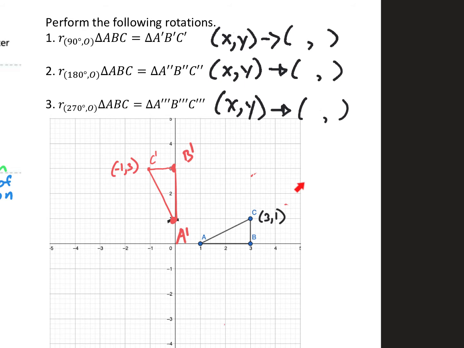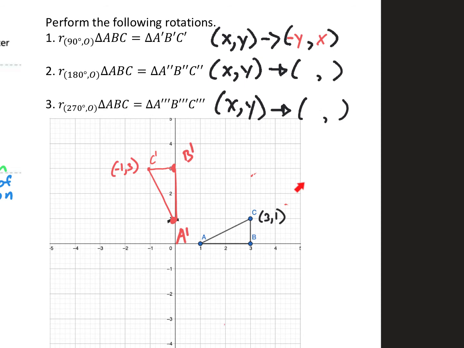Well, my X and Y flipped, and then my new X became negative. So to show that in the notation up here, I would show that my X and Y flipped like this, and my new X, right, is negative. So if you're trying to perform a 90-degree rotation about the origin, you could just take all your points and apply this transformation to them. Switch the X and the Y, make the new X negative, and then plot all of them.